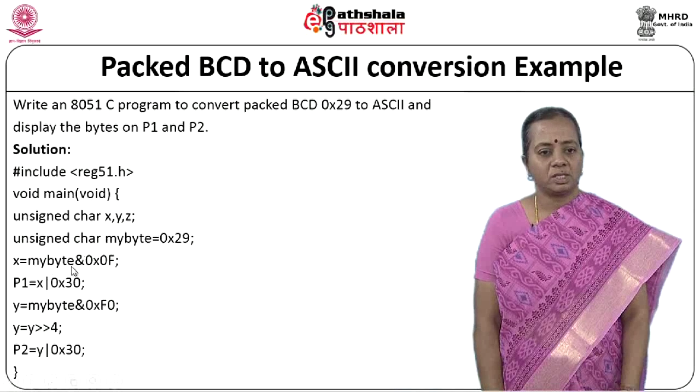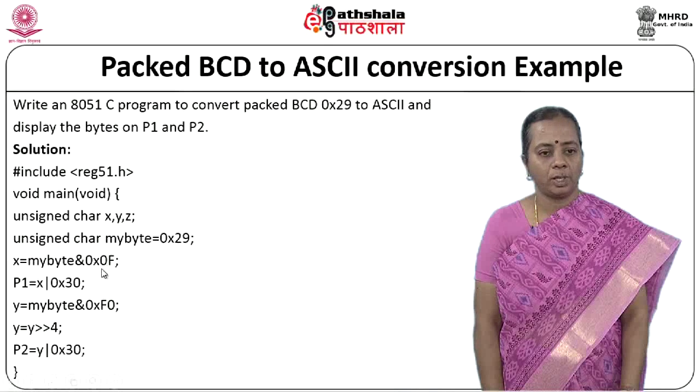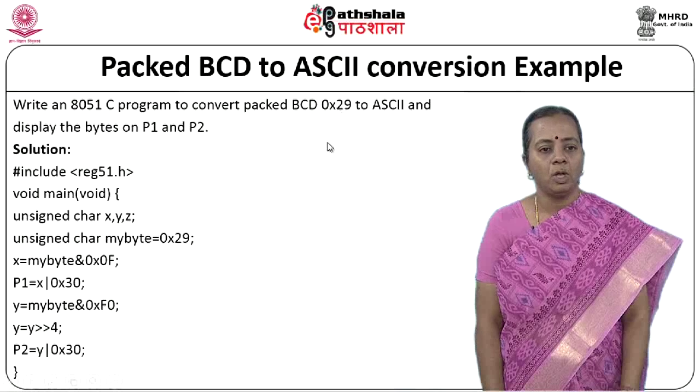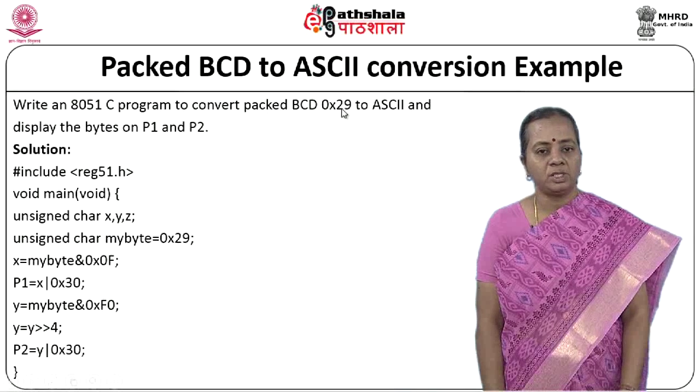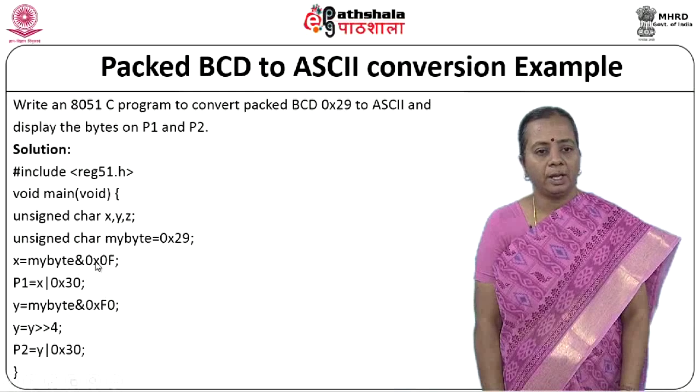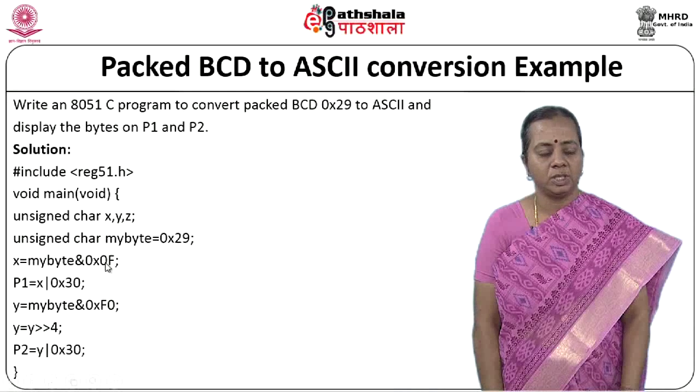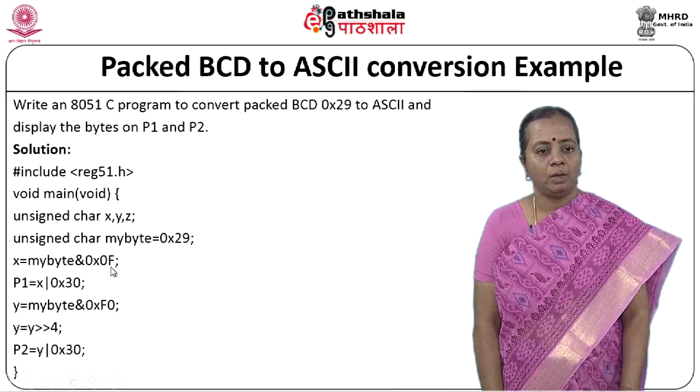Now, mybyte is ANDed with 0F. So, what it does over here is, because there is a 0 over here, the first 4 bits, in the sense of 2, that means 0010, that first nibble is getting erased, that means ANDed with 0. So, it becomes 0. We will get 1111 ANDed with this 9. So, that we will be getting only the 9 over here.